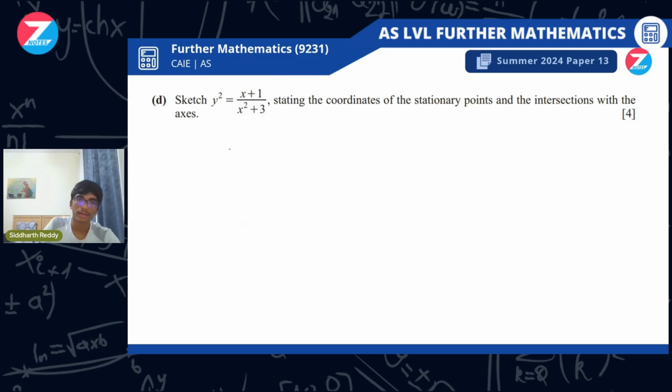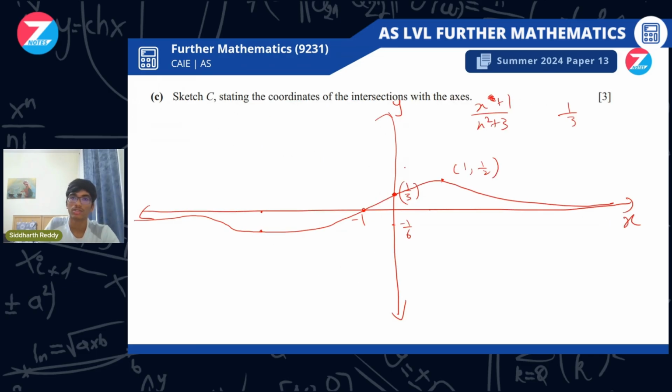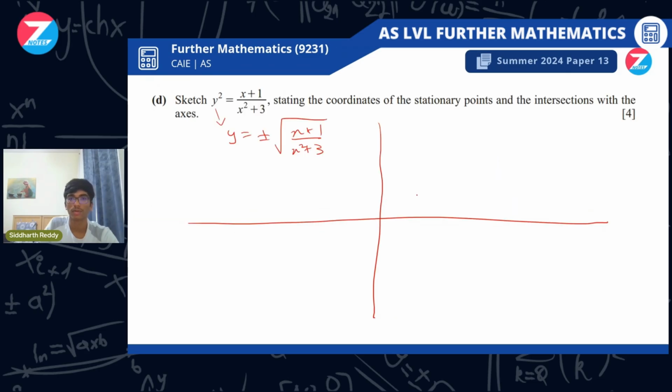Sketch y square is equal to x plus 1 by x square plus 3. So we have y square is equal to x plus 1 by x square plus 3. So we have y is equal to plus minus square root of x plus 1 by x square plus 3. Okay. So just what that means is all the points of that previous graph will just now be rooted. So this stationary point was 1 and 1 by 2. So it will now become 1, 1 by root 2.